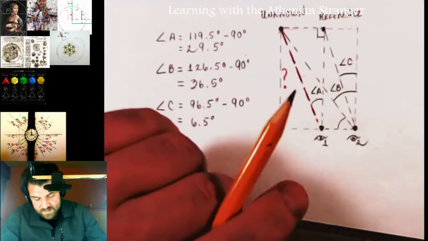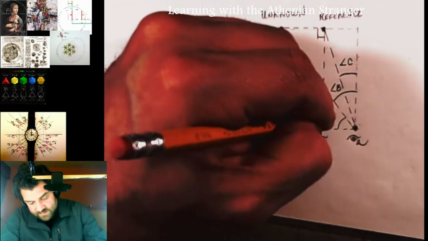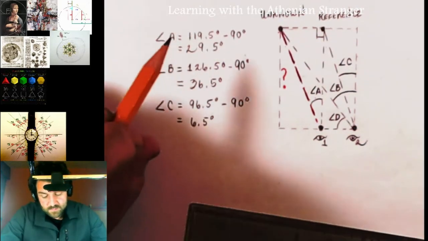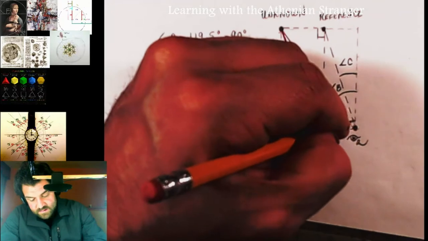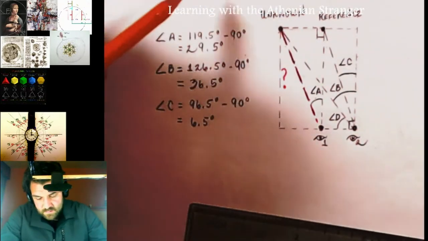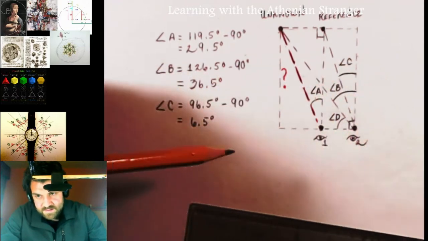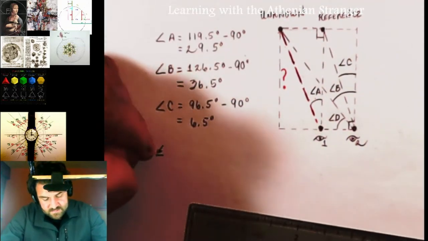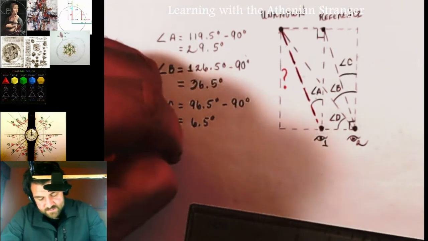So we'll find that angle, and we're going to call it angle D. Here's angle D. We have A, B, C, and then we're going to find angle D. This is a right angle here, and I know B and C, so these will add up to 90. So the way I'm going to find angle D is by subtracting from 90.